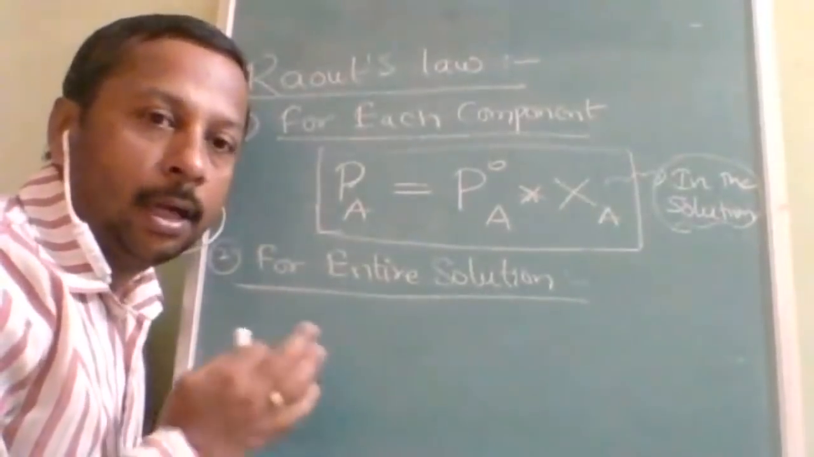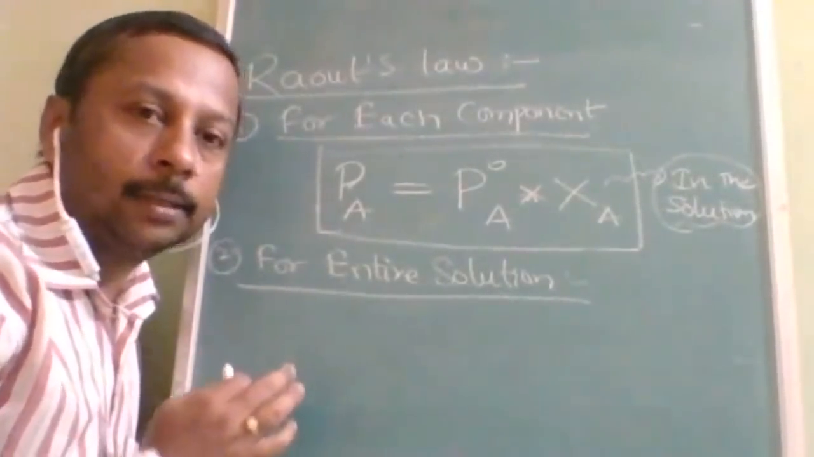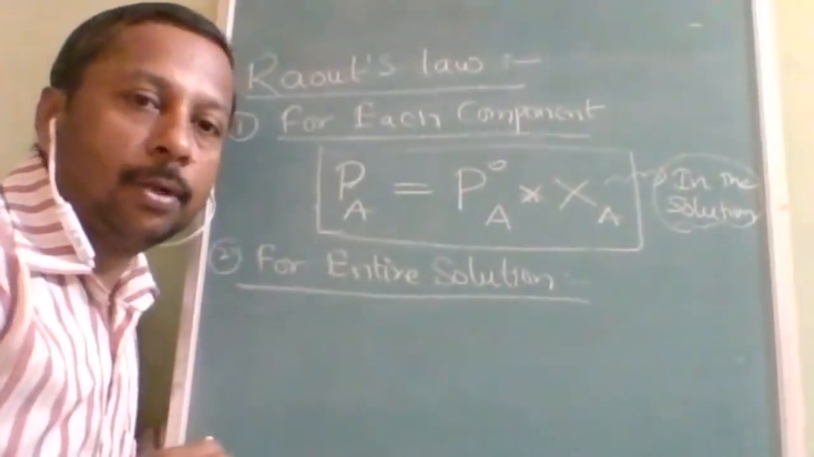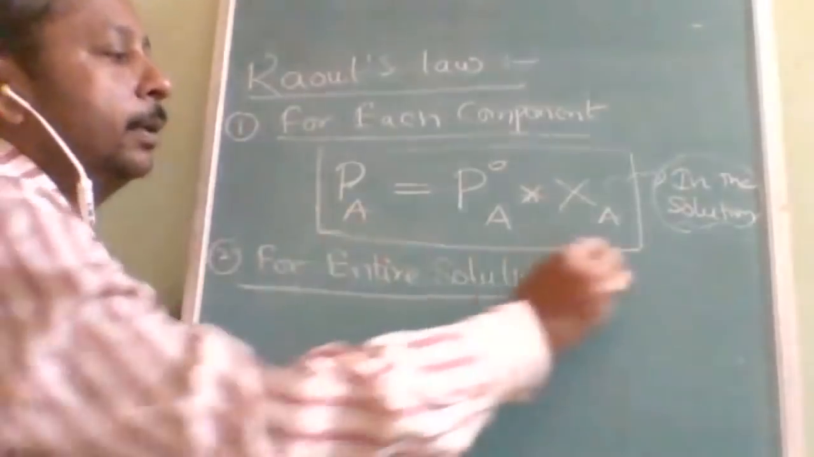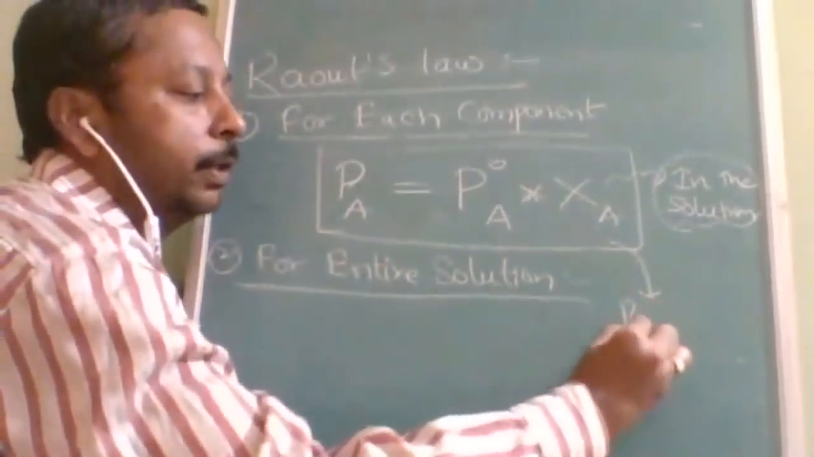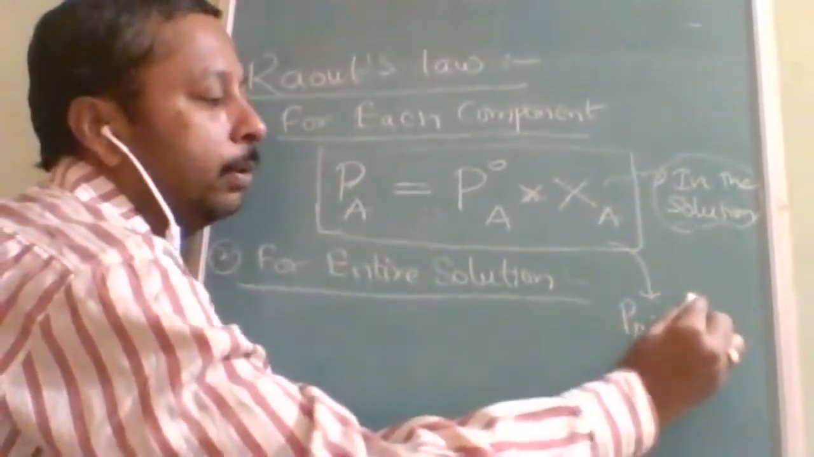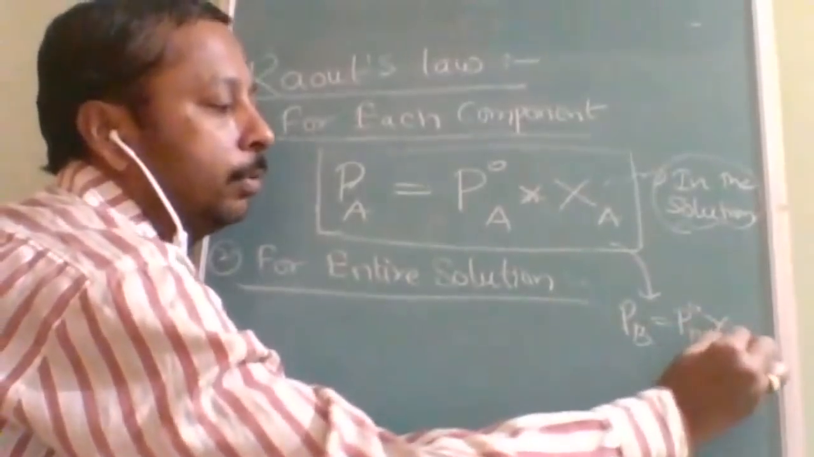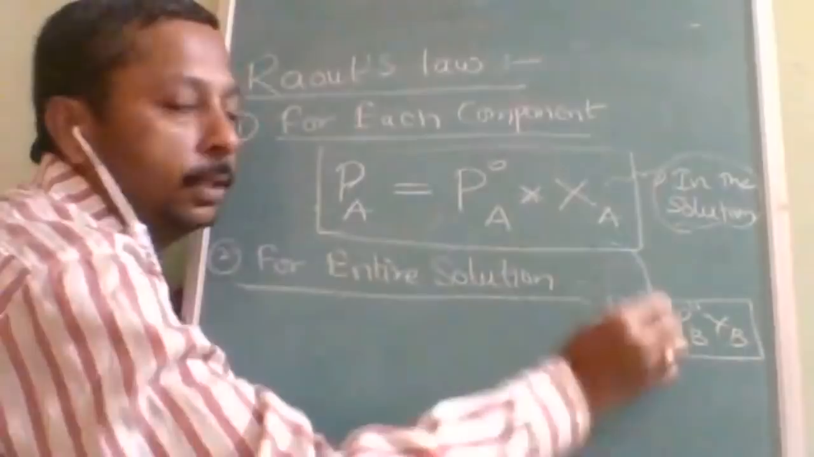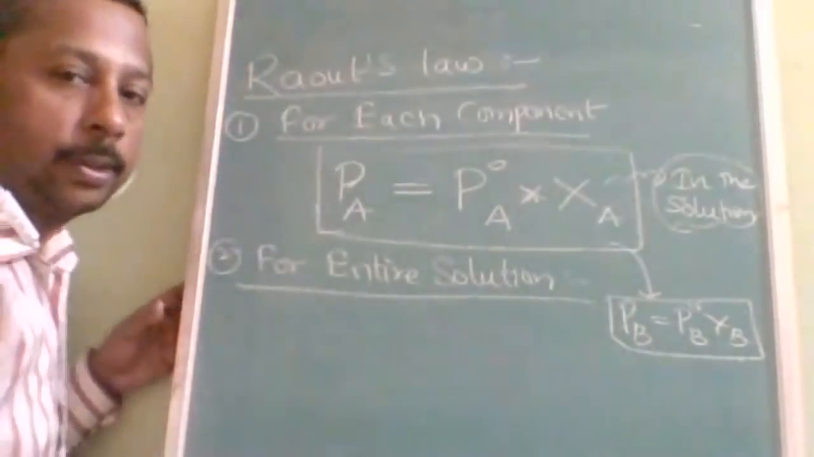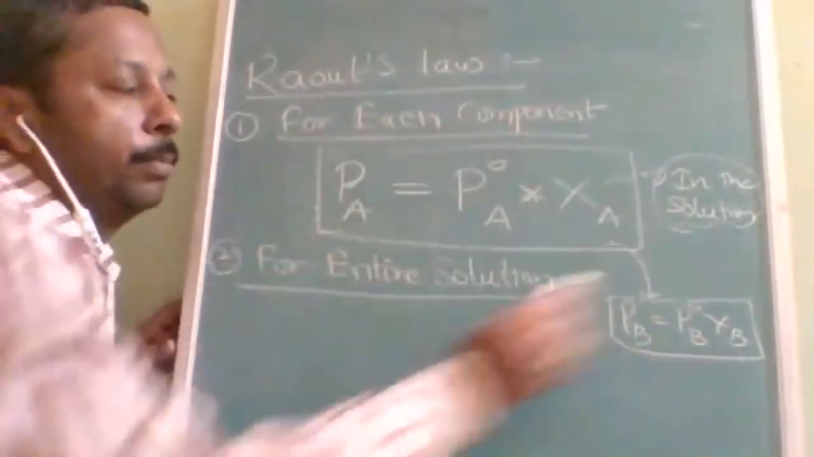In that, how to apply the formulas or how to apply the concept to solve the questions. Now similarly, a similar formula can be made for PB also. PB is equal to P naught B into XB. Is it understood? So binary solution, that's why I'm writing both formulas. Now this is for each component.